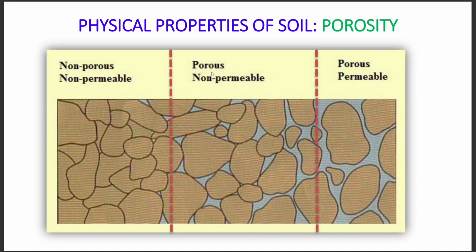But in the porous region, you can see this has good pores, but they are also non-permeable because the water cannot pass through that area. But in the porous and permeable region, they have bigger gaps, and in that area the air could be present, the water could be present there. So the porosity and permeability both are good here.